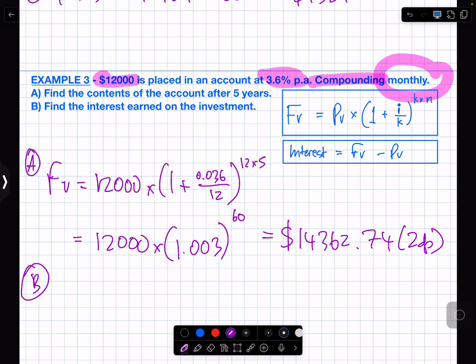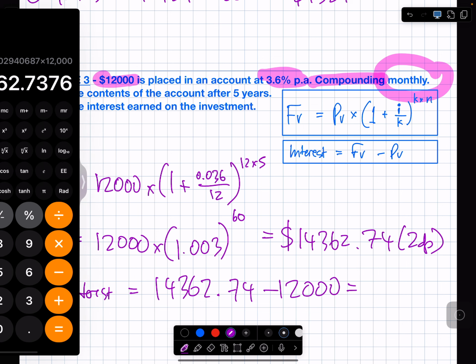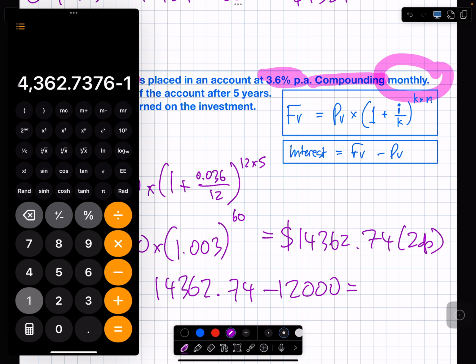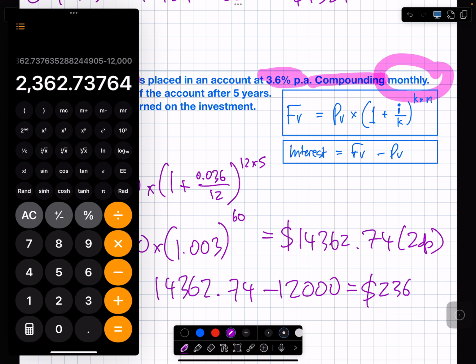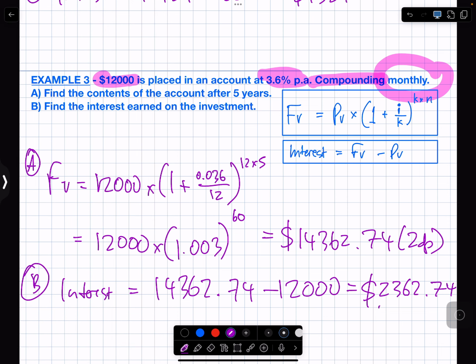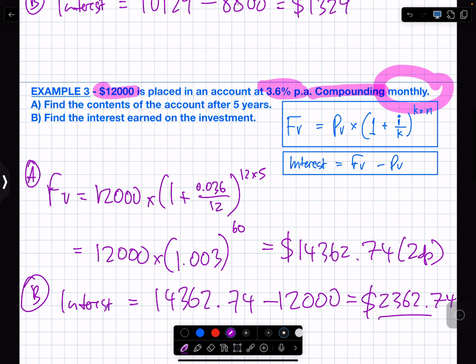B, find the interest earned on the investment. Interest is going to be $14,362.74 minus 12 grand. $2,362.74. What's that? Using the formula.